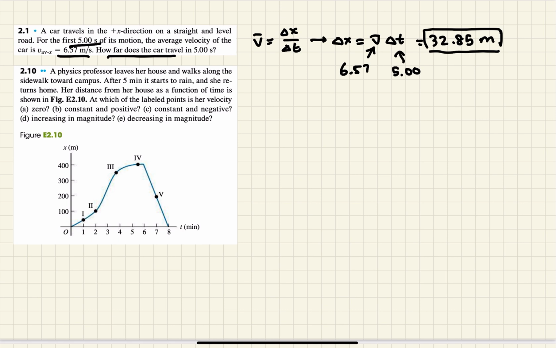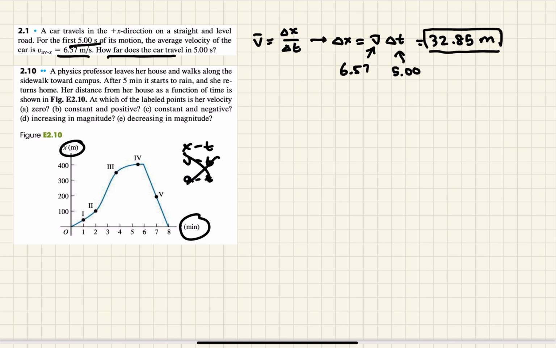Okay, second problem is a graphical problem, like I promised. It says there's a physics professor leaving her house, walks, and so on. It's just a description of her motion. Now, what it's saying is here's the graph of position versus time. XT graphs are position versus time. We're also going to deal with VT and AT in the future. VT is velocity versus time, AT is acceleration versus time. But for now, all we care about is this position versus time.